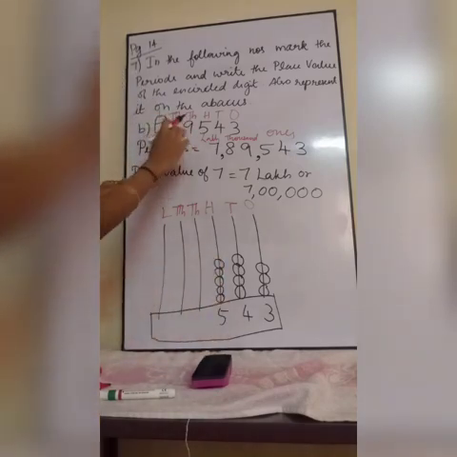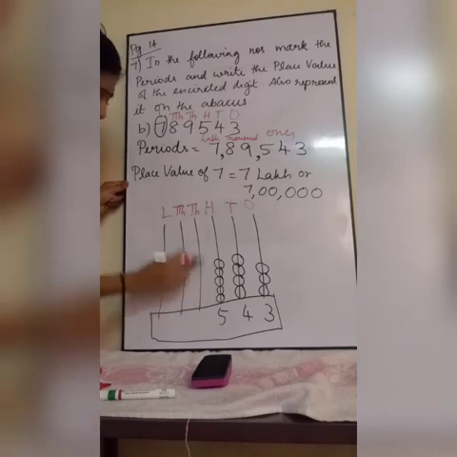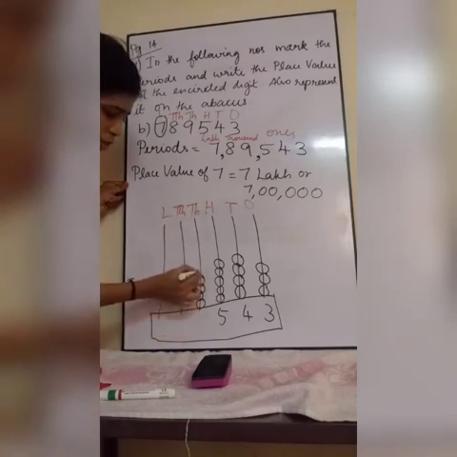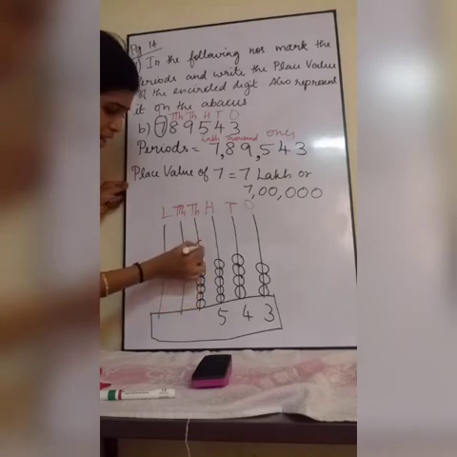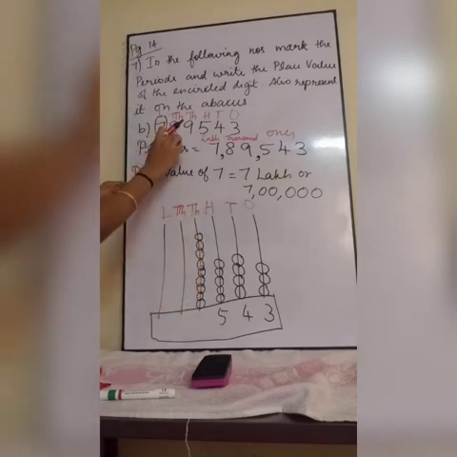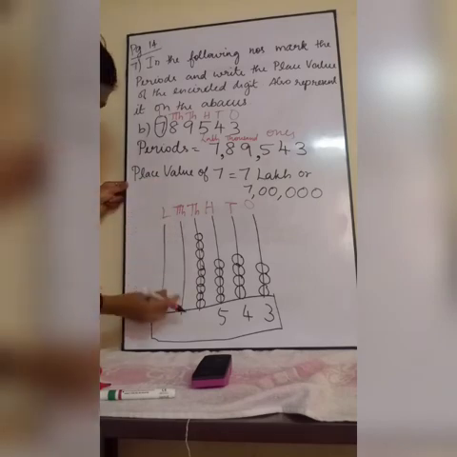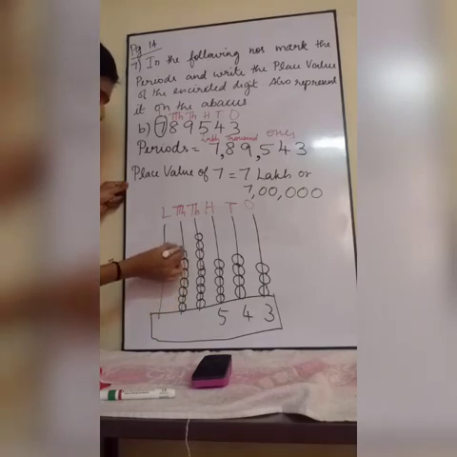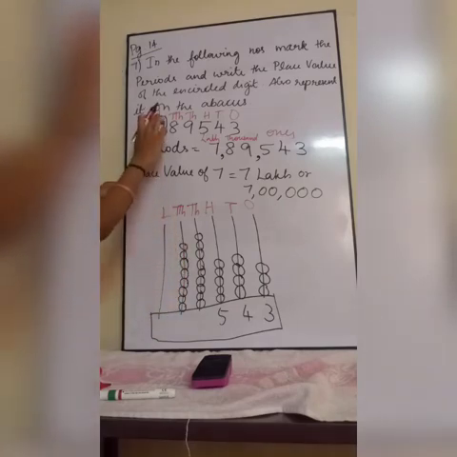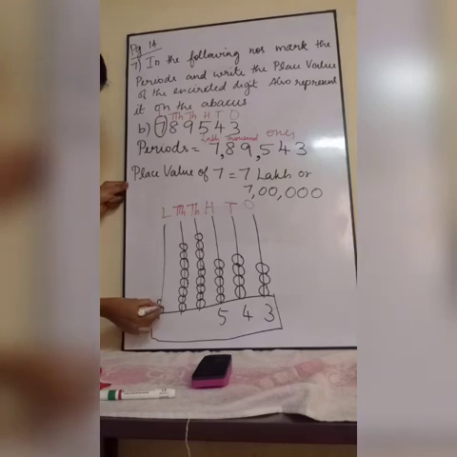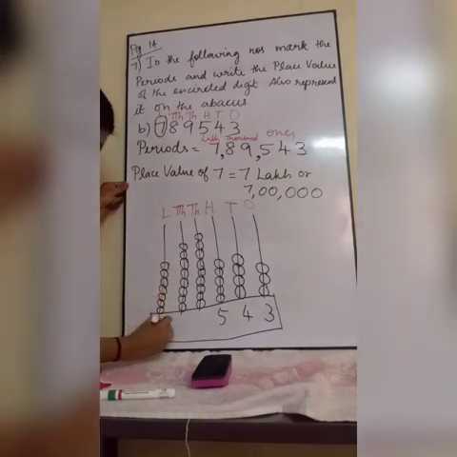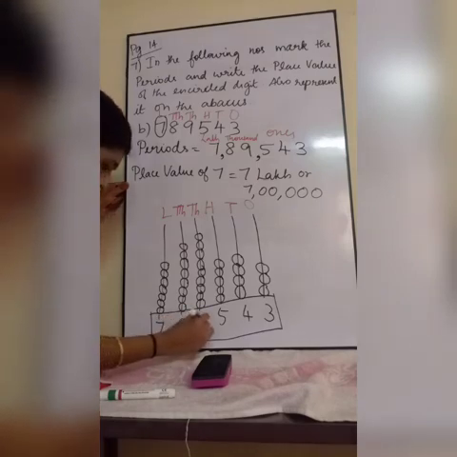Next in the 1,000 place, 9. So I am going to draw circles in the 1,000 strip. 1, 2, 3, 4, 5, 6, 7, 8, 9. Next in the 10,000 place, 8 is there. So in the 10,000 strip I am going to draw 8 circles. 1, 2, 3, 4, 5, 6, 7, 8. Next in the lakh place, 7 is there. So 1, 2, 3, 4, 5, 6, 7. So here 7 you will put, here 8 you will put, here 9 you will put.